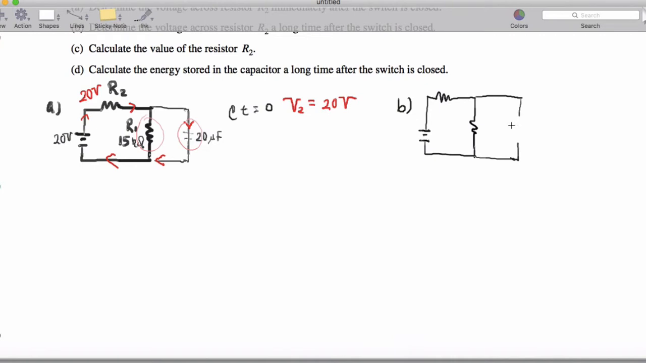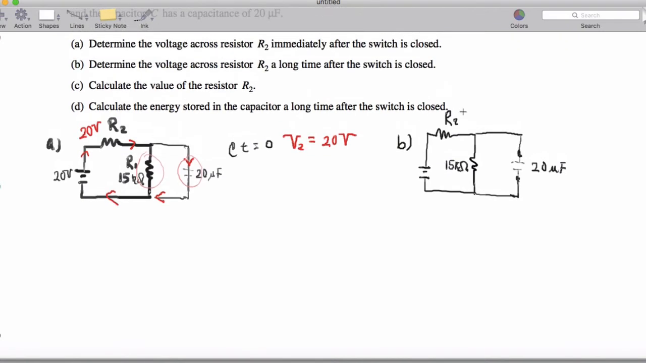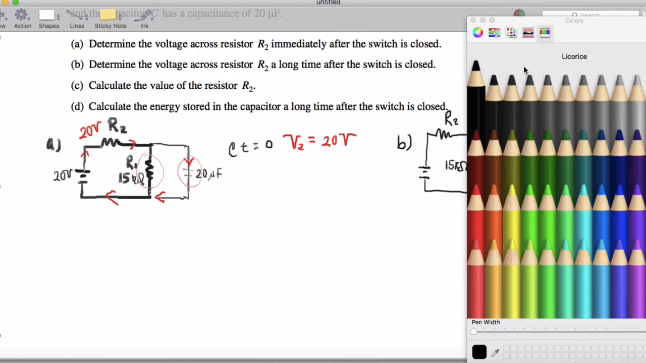But here we're going to be clear that in this case, at time equals infinity, the capacitor really acts like a break as far as flow of charge is concerned. Sorry, it has a capacitance of 20 microfarads. We're going to figure out the voltage across it in a second, because that's going to help us calculate a couple things. In part B, we want to know the voltage across the resistor a long time after the switch is closed. So let's be clear.